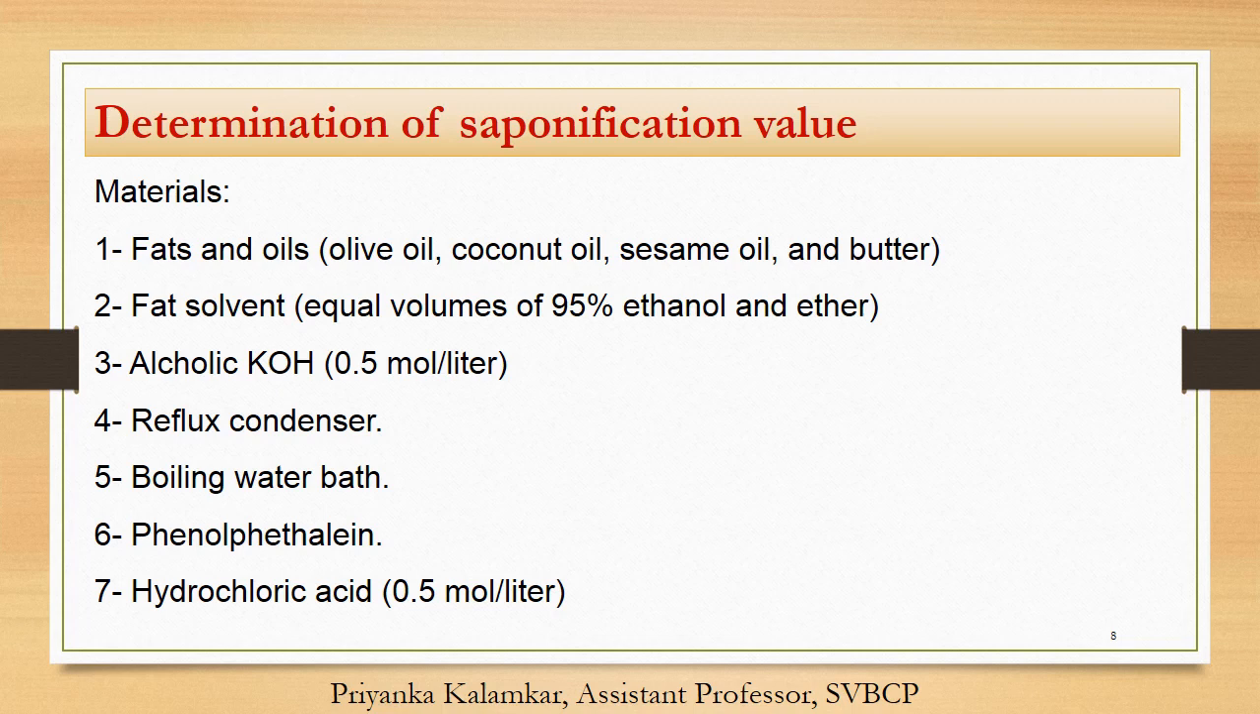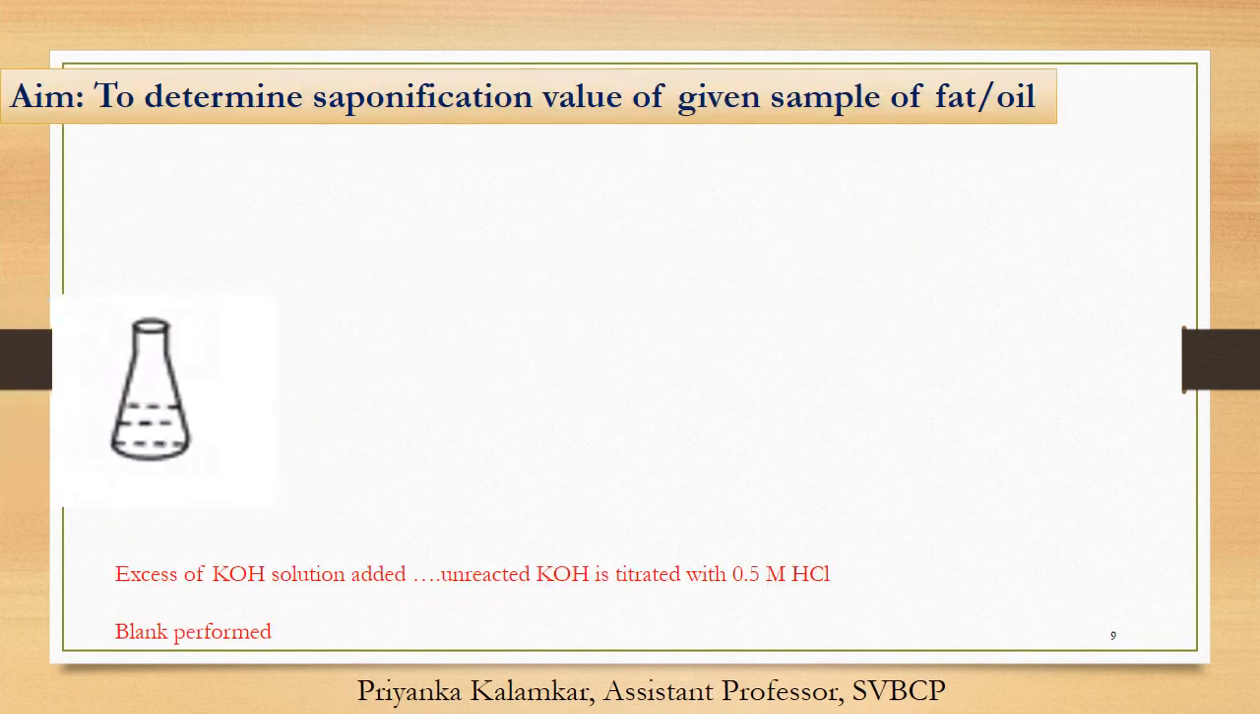So these are the things that you must have before proceeding for the titration or saponification value determination. Now we'll see one by one how we are going to carry it out. First we'll take the conical flask and add the fat sample to it. As per the procedure, you have to see what amount of sample needs to be weighed. That amount of sample you are going to weigh in the conical flask.